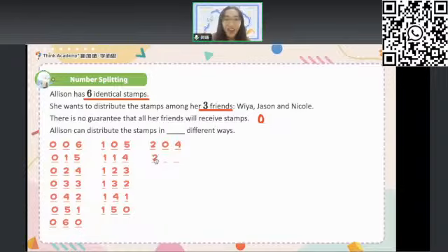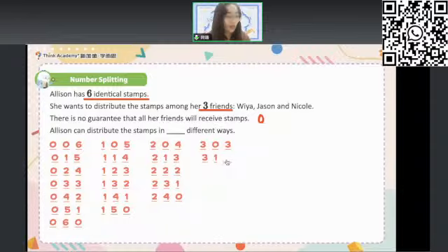And then move on, 2 and 1 and 3. Move on, 2 and 2 and 2. And then move on, 2 and 3 and 1. Good job. Next one, 2 and 4 and 0. Correct. Okay, so for this, what is the next number? Yes, we start from 3, okay? And in the middle, again, the smallest number is 0. 3, 0, 3. And then we have a 3, 1, 2, okay?